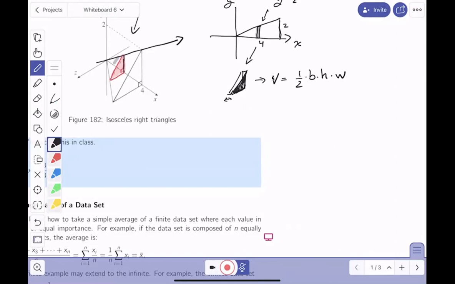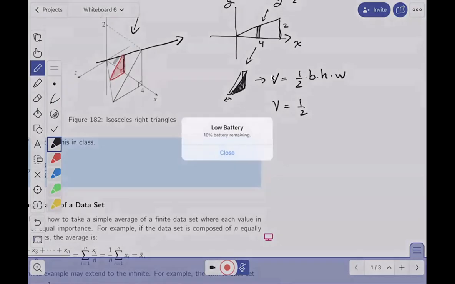Let's do this one step at a time. Volume is 1/2. Well, I don't know the base, but I do know the height of it.